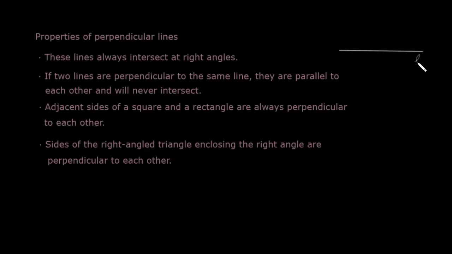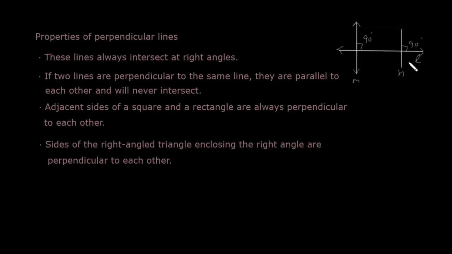Suppose this is some given line L and there are two lines perpendicular to L. This is line L and this line M is perpendicular to line L. So this angle is 90 degrees. And line N is also perpendicular to line L. Then this angle is also 90 degrees.